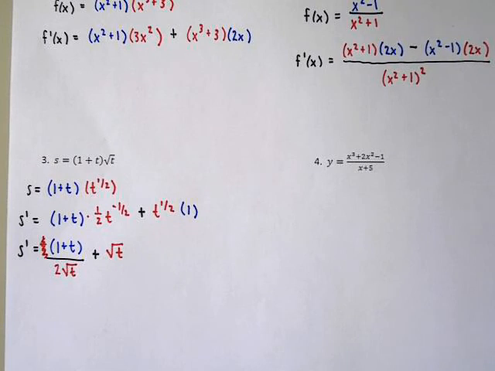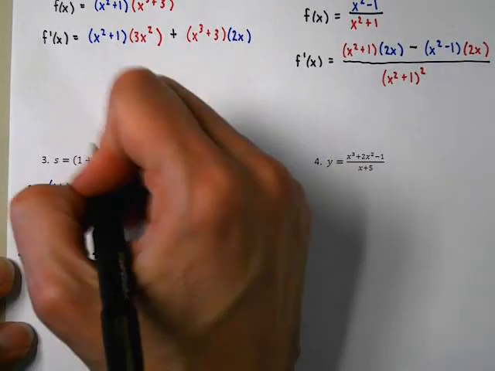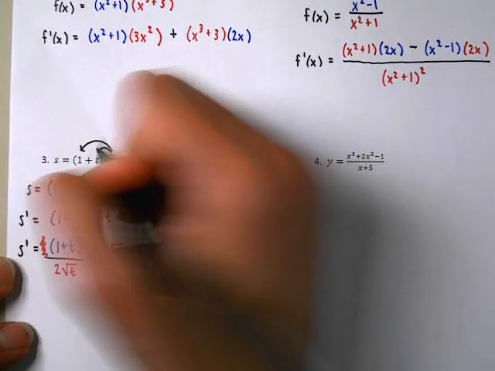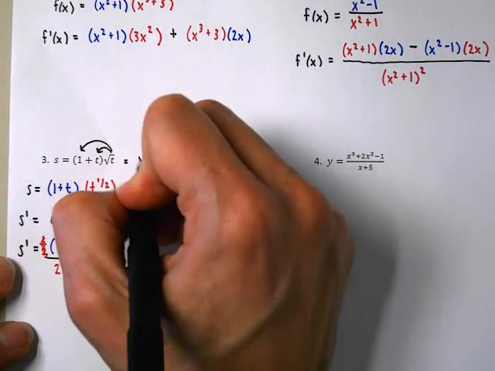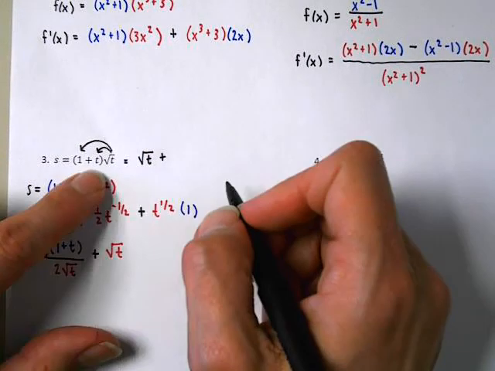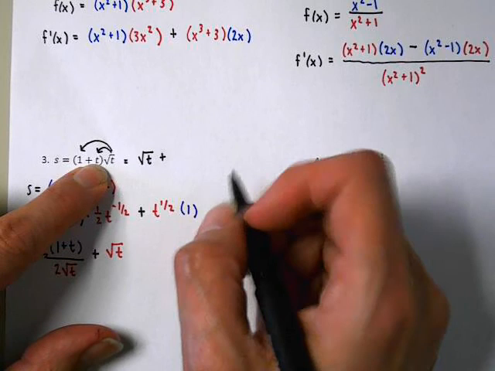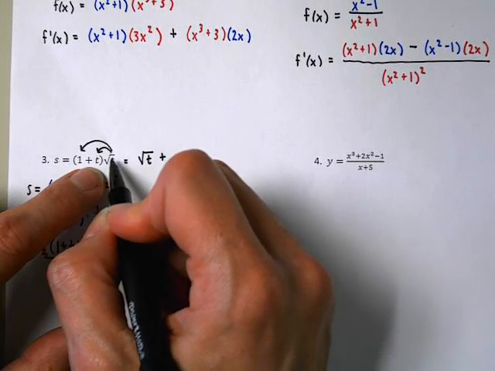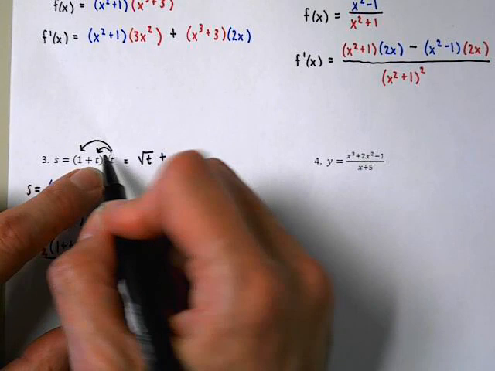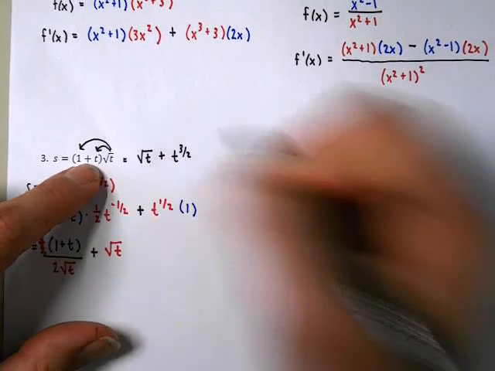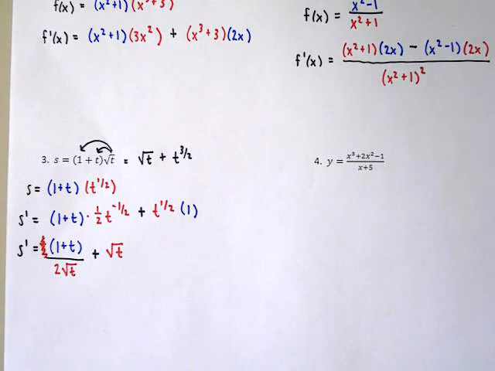That's one way of doing this problem, using the product rule. However, I could also do it another way. If I wanted to, I could just distribute the square root of t to both terms. So I would get the square root of t plus, now here I have t to the first power times t to the 1/2. I know when I multiply those, I'm going to add those powers together. So I'm going to have plus t to the 3/2 power.